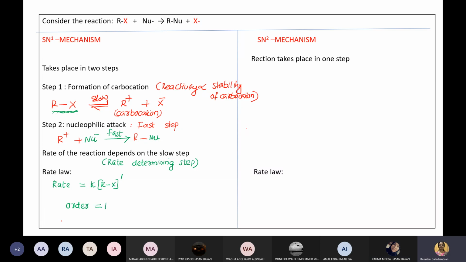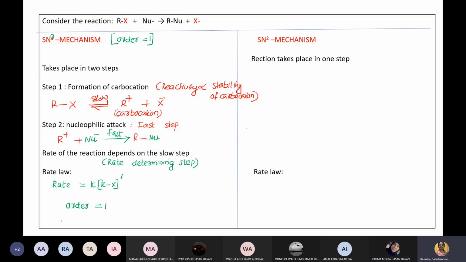That is why it's called SN1. Did you understand? SN1 means nucleophilic substitution, where the order of the reaction is 1, or you can say the molecularity is 1. Is it clear for everyone? Understood? Did you understand, dears?